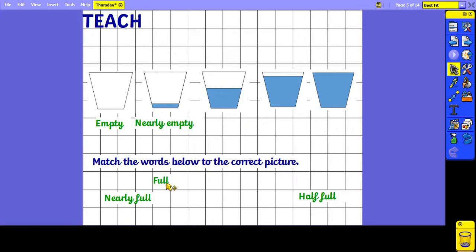And now the next one, we've got some water in, but it's certainly not full to the top, but it's not empty either. So if you look carefully, the level of water is about halfway up the glass. So we can describe it as being half full or half empty, depending on how you want to look at it. And the next one, we can see the glass is nearly full to the top with water, but not all the way to the top. So it is nearly full. And finally, this glass has got water all the way from the bottom to the top, so it is full.